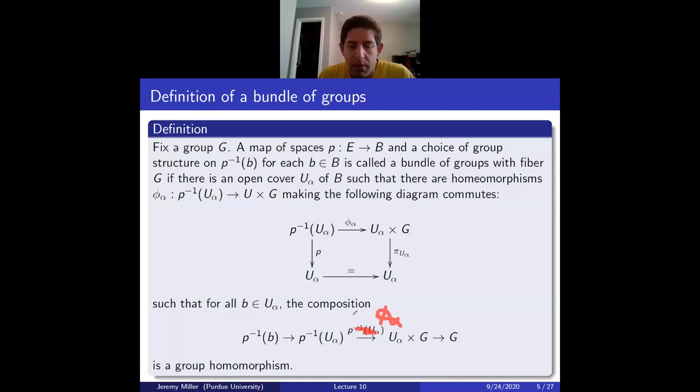Yeah, so intuitively you should just think of it as we have a fiber bundle, the fibers are groups, and the fiber bundle structure respects the group structure. Okay.